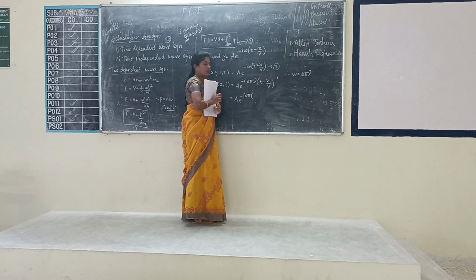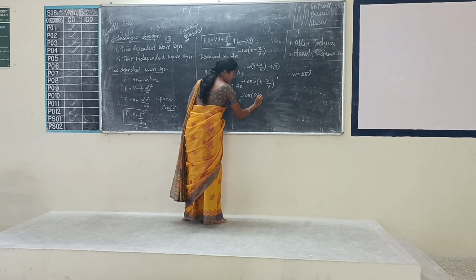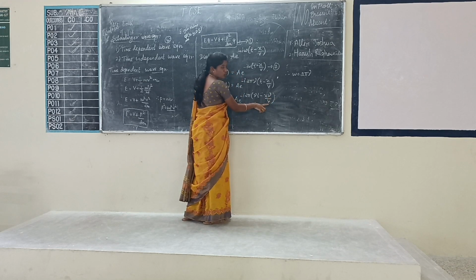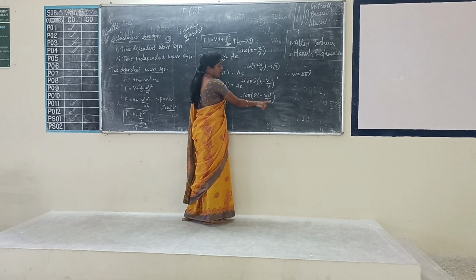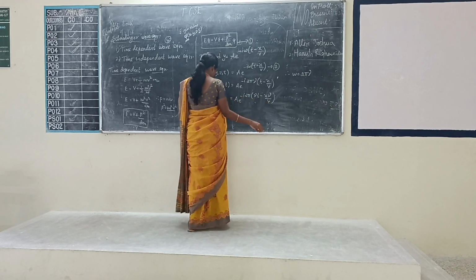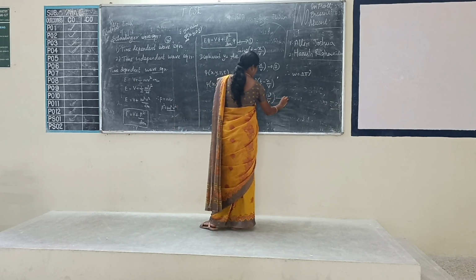So what do we do with this? Multiply inside: nu t minus x nu divided by v. This is nu, this is v. So you have to show the variation in alphabets. So this is equation number 3.